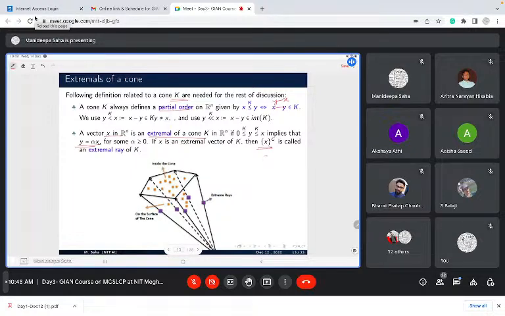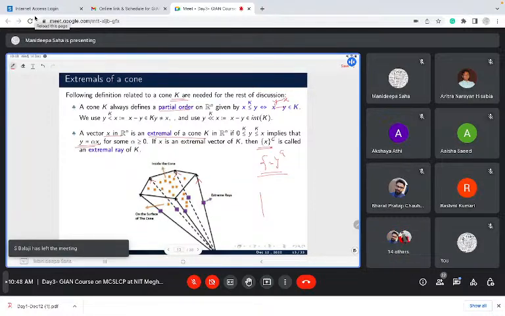And if x is an extremal vector, then the ray generated by x we call an extremal ray. Now if you see this picture, this is a pointed cone. Okay, this is a cone. Then these boundaries are nothing but the extremals. One can easily check that the extremals always lie on the boundary. They cannot lie inside the cone. So these are the extremals. These are the boundaries which help us to generate the cone.